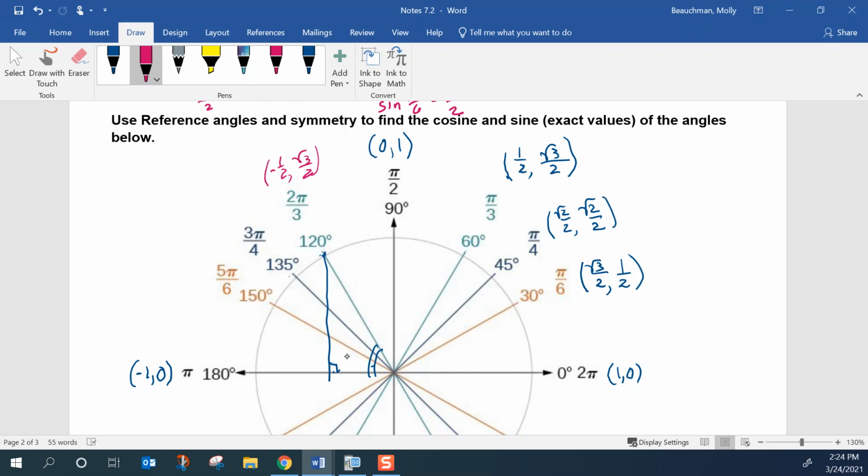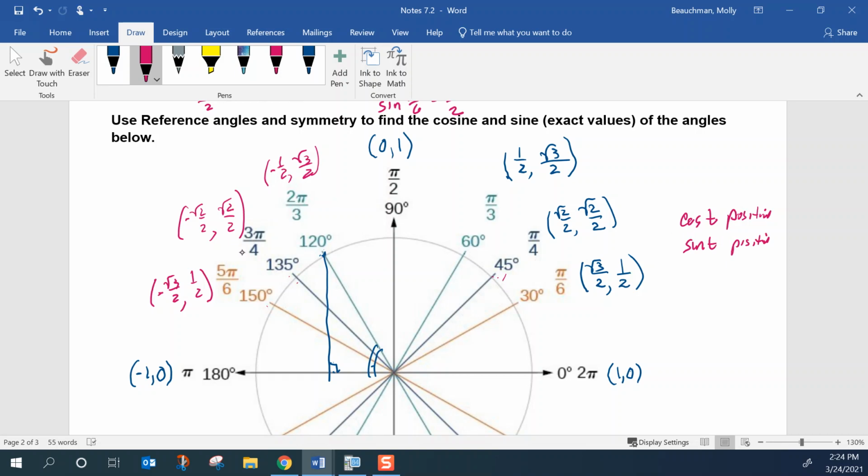135 degrees has a reference angle of 45, or you can think about it as reflecting the point x, y across the y-axis. This coordinate would be negative square root of 2 over 2, square root of 2 over 2. That tells us the cosine and the sine of 135. Same way with 30 degrees. The reference angle for 150 is 30 degrees. So the coordinates of this point would be negative square root of 3 over 2, 1/2. If you're in the first quadrant, the cosine of your angle is positive. The sine of your angle is positive.